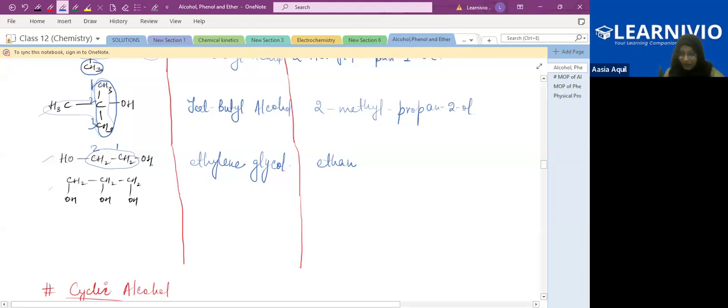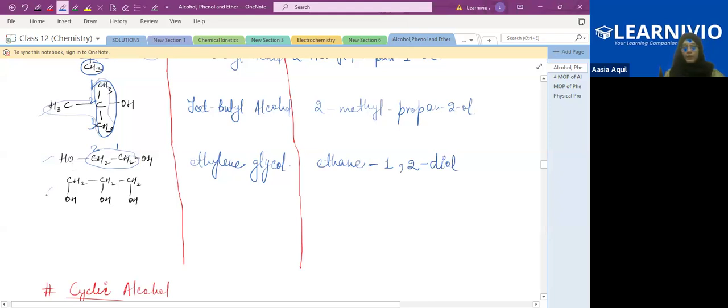But here two hydroxyl groups are attached, right? So you will not omit the letter E from the ane. So it's ethane. तो आप ane में e भी लिखोगे, right? Because two hydroxyl groups are there. And after that, you will write down the position of these hydroxyl groups. So ethane-1,2-diol. Okay, so that's the name.